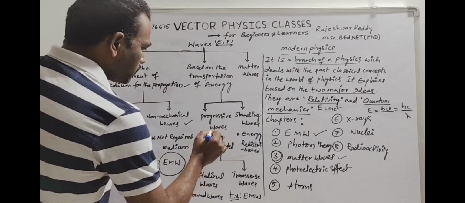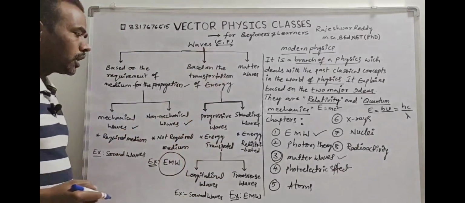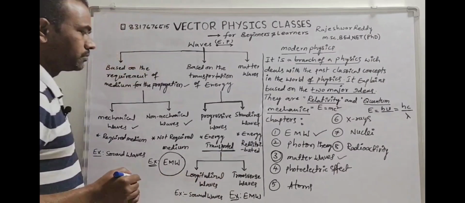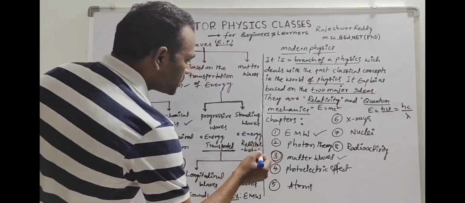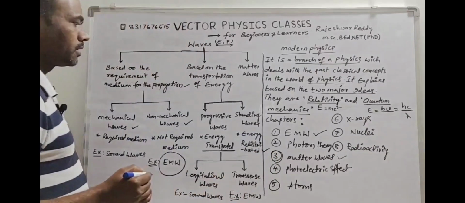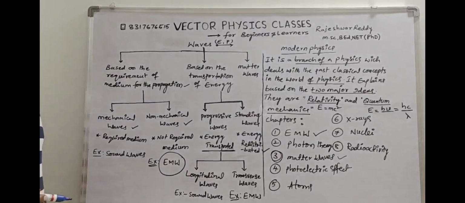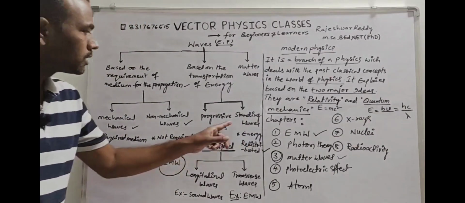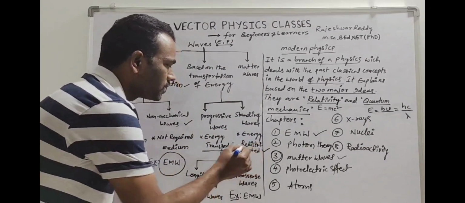Progressive waves transport energy from source to another place. But in standing waves, energy is redistributed. Standing waves are also called stationary waves. In standing waves or stationary waves, energy is redistributed.